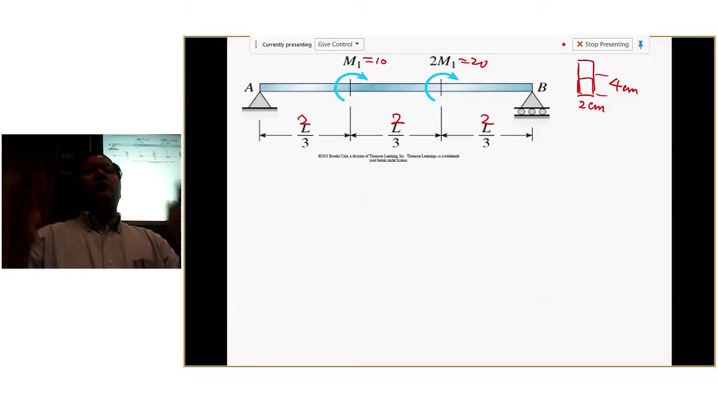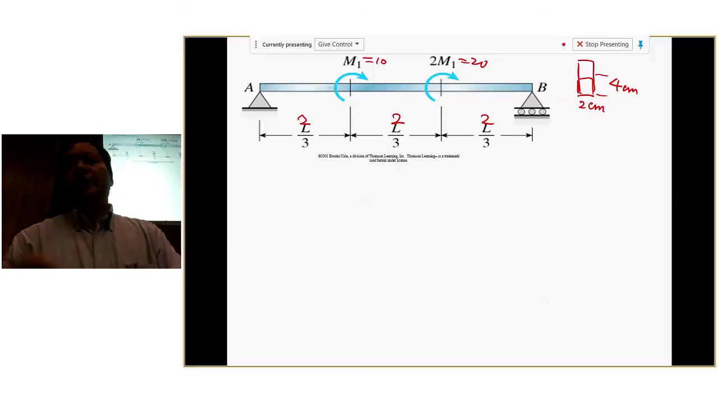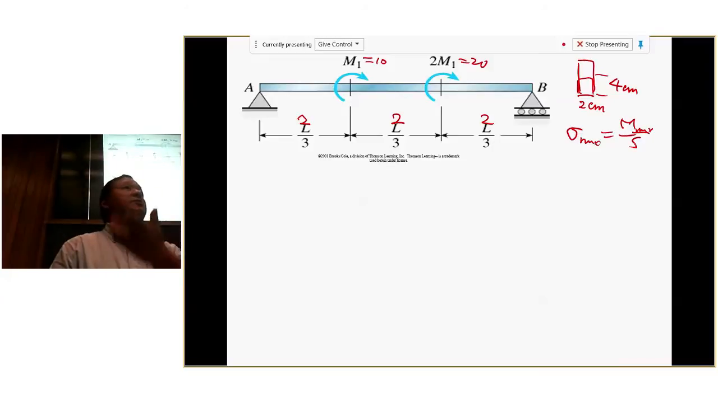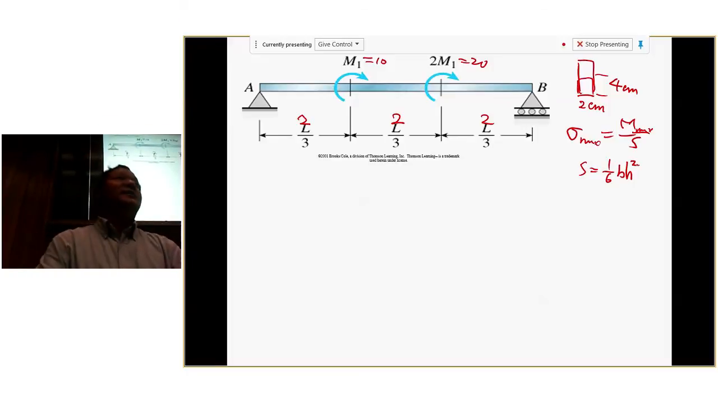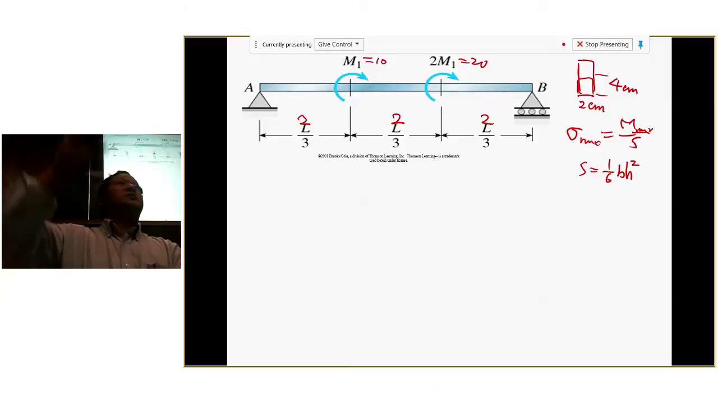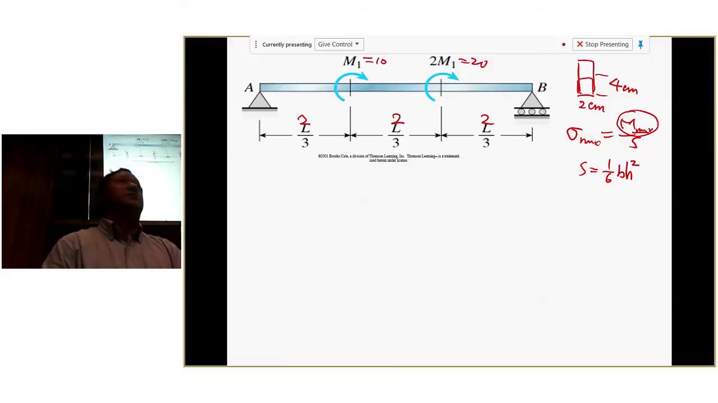We need to find out where the maximum stress is and what the maximum stress is. That's the goal. And we know you can calculate the max stress by this equation, M maximum over S. Can we determine the S value? Yes, right? That's the easy part: 1/6 of B H squared. You know the B value, 2 centimeters, and the H value, 4 centimeters. So you plug in and calculate. The key now becomes determining M maximum.